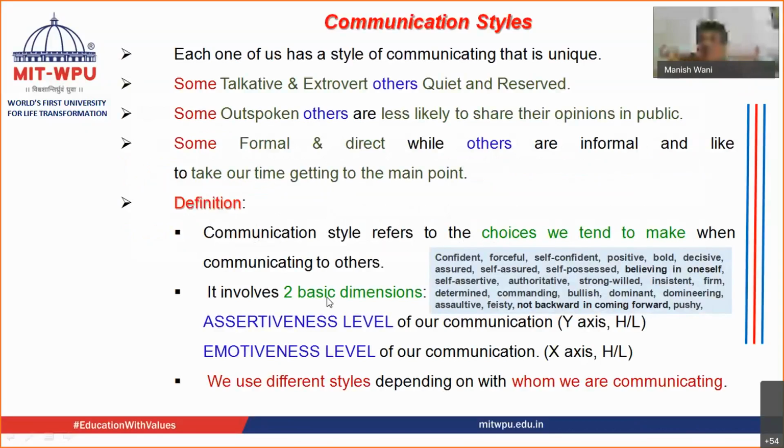Some have humor as the element in their communication. Some have sadness in their communication. Some are very emotive in their communication, whereas some are very aggressive. Some are assertive in their communication. Some are pessimistic. So each one has its own communication style.